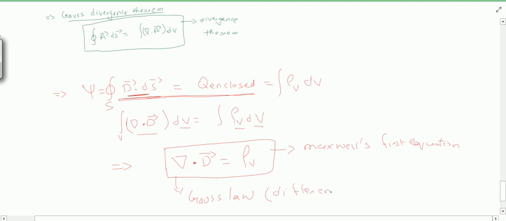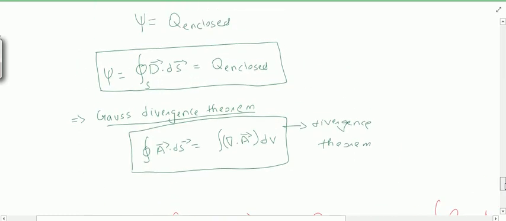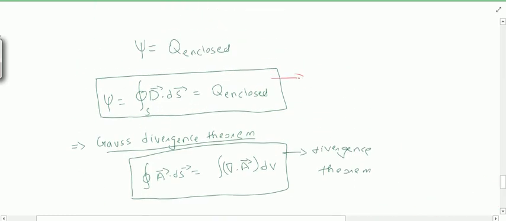Differential form of Gauss law, क्योंकि डेल ऑपरेटर जो है एक डिफरेंशियल ऑपरेटर है। और ये जो हमने ऊपर लिखी है, वो इंटीग्रल फॉर्म है। This is the integral form of Gauss law.